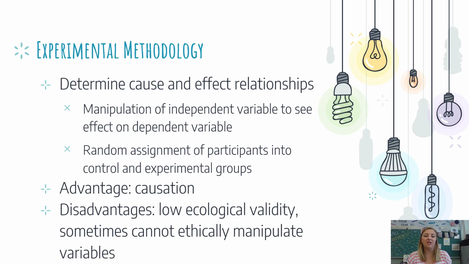So in order to have a true experiment, you're going to have two things. First, you're going to have the manipulation of the independent variable. I am going to be changing something to see what the result is. And the second thing that's necessary is random assignment of participants into the control and experimental groups.